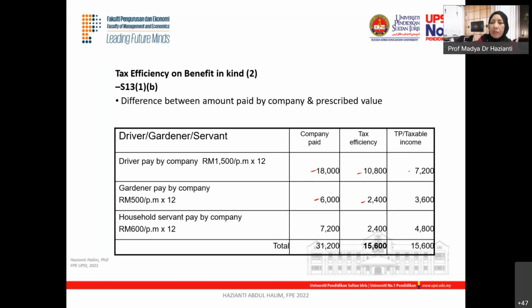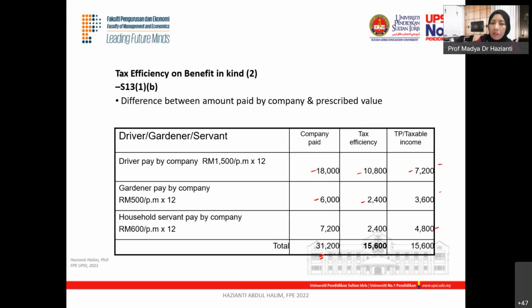This is the taxable income kita. Ini based on yang tadi kita punya calculation. Ini kalau 600 gardener, 600 driver, 600 gardener, 3,600 gardener and also household servant paid by company 600 per month times 12, 7,200. So this is the taxable income. Ini kalau company yang bayarkan.